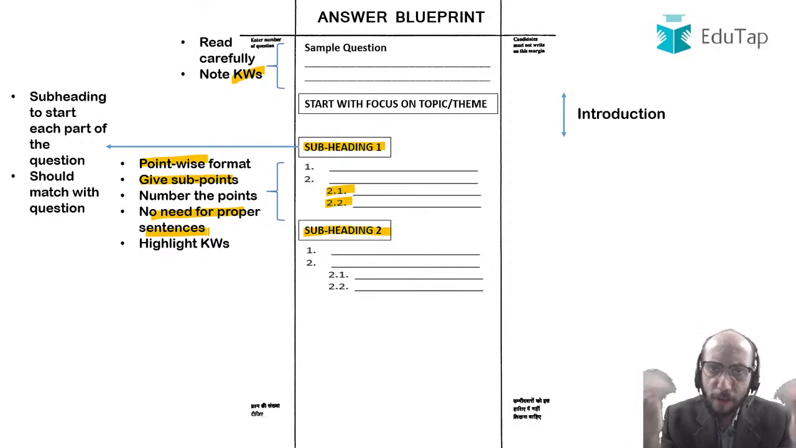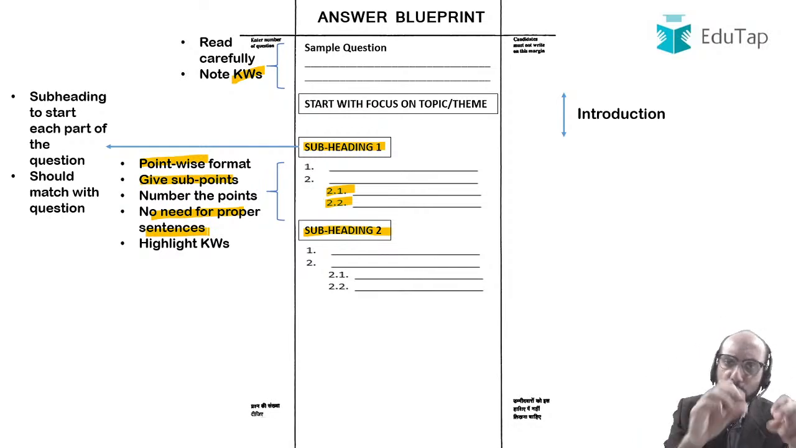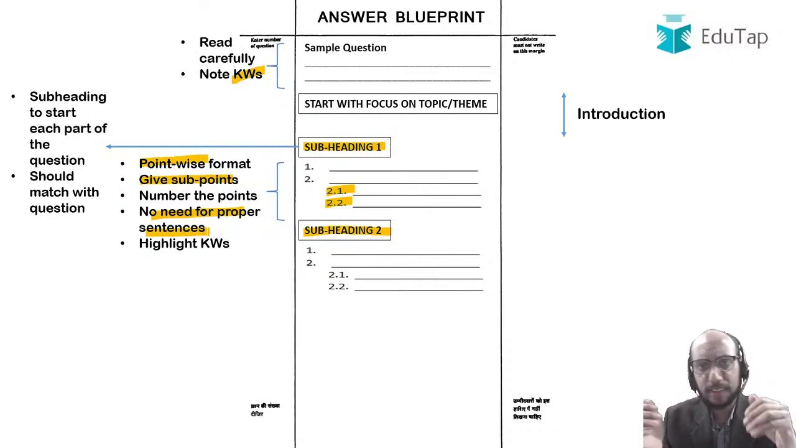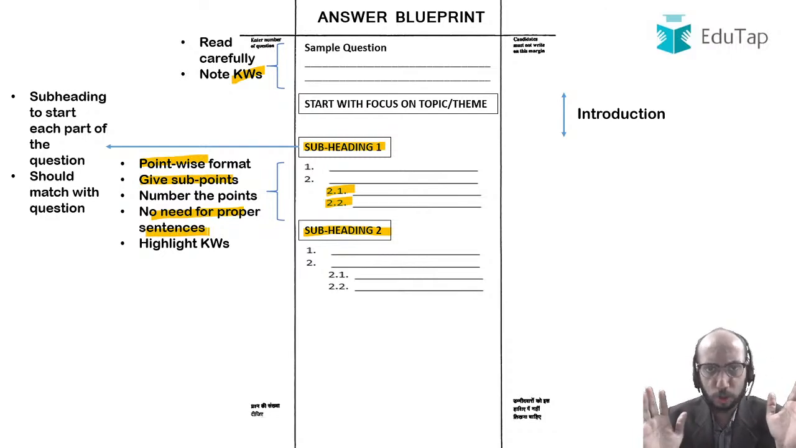If you were to present this idea as a proper sentence, it would take a lot of words, a lot of space, and a lot of time, and neither of these things are available to you. You do not have the space, you do not have the time. So what you can do is condense your ideas into keywords and place them in a systematic manner.